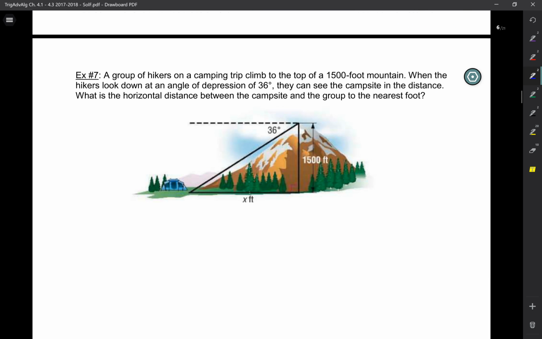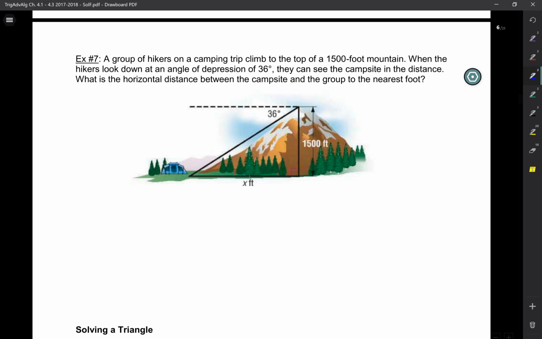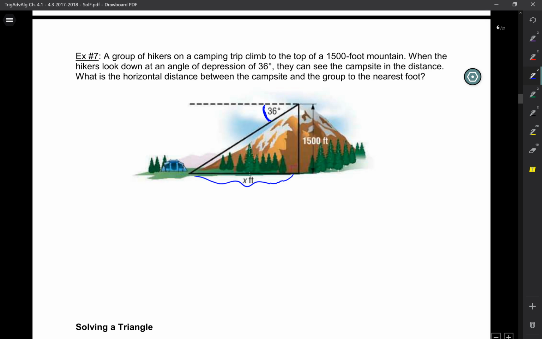All right, so you're hiking. And the mountain you're going to hike has an elevation of 1,500 feet. When the hikers look down at an angle of depression of 36 degrees, now mind you, nobody is really depressed here, right? They're all happy, they're hiking. But when they look down, they have an angle of 36 degrees and they can see the campsite down below. What we need to find now is the horizontal distance between the foot of the mountain and the campsite. Okay, so that distance.